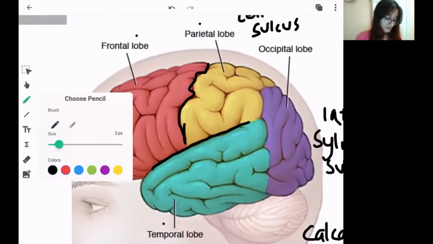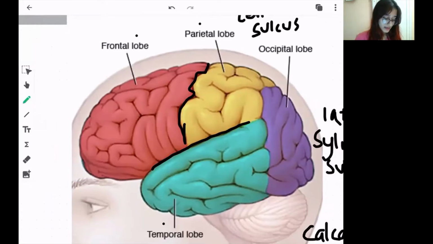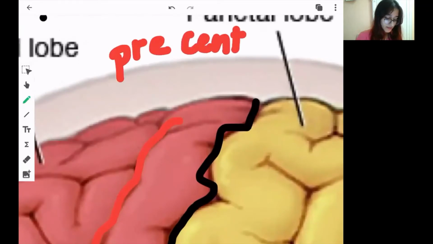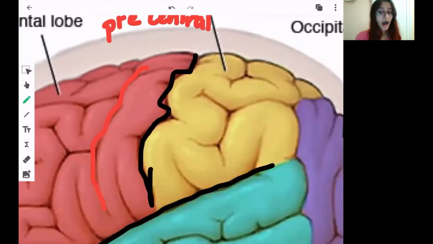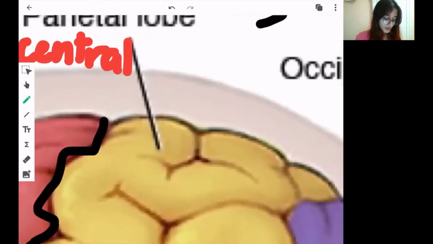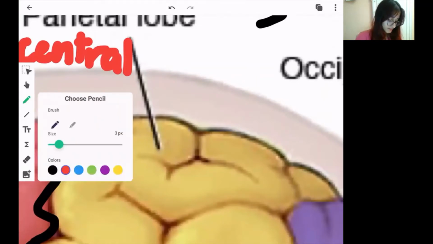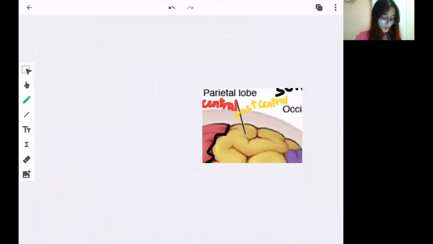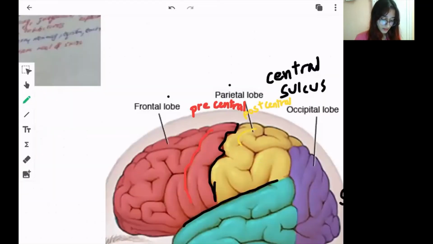So the gyrus present in front of the central sulcus is the precentral gyrus. And the gyrus after the central sulcus is called the postcentral gyrus.